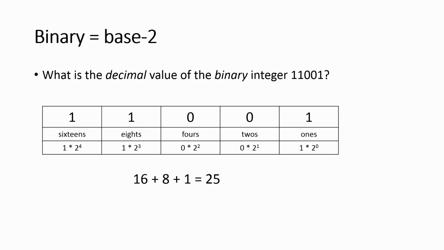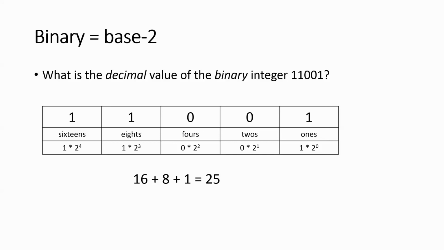Again, we start on the right with the least weight, which is 2 to the 0 power, then 2 to the first, 2 to the second, 2 to the third, 2 to the fourth, and so on. So instead of 1s, 10s, 100s, we have 1s, 2s, 4s, 8s, and 16s. And then we just add up the weights of each of those places to get the total decimal equivalent of the binary number.